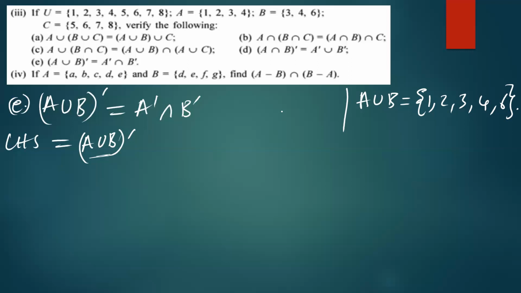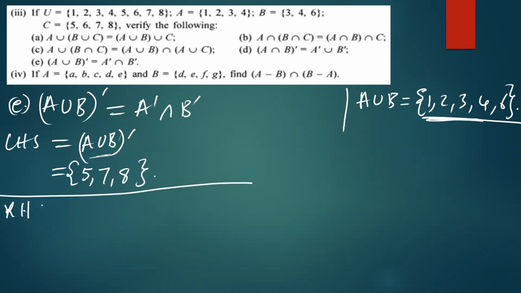So meaning we list the elements that are in the universal set, excluding those that are in A union B. In A union B we have 1, 2, 3, 4, 6, meaning in the complement we're going to have the remaining numbers in the universal set, which are 5, 7, 8. So this is the complement of the set. Let's quickly move on to the right-hand side.